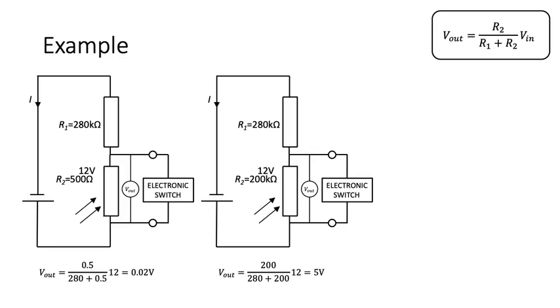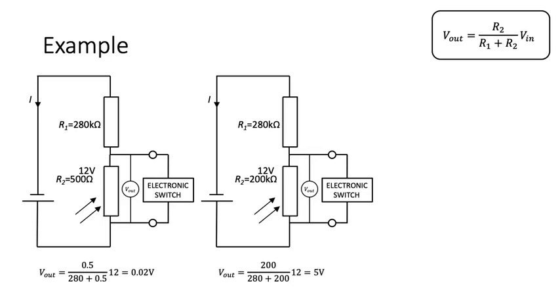If we were to do this in bright light, in bright light we would have only 500 ohms on R2, then the proportion of the total is going to be much smaller, and therefore the output will be much smaller. In this case, 0.02 volts, therefore the switch will not turn on, the light will not light.